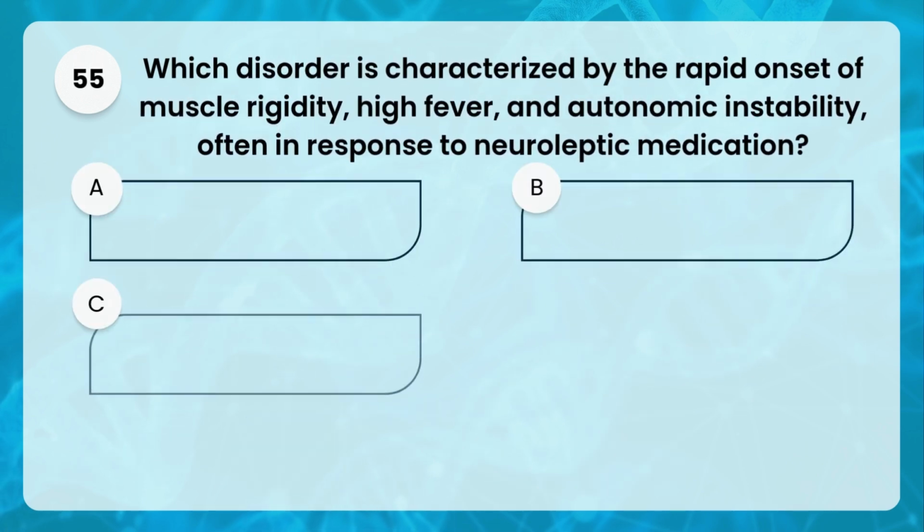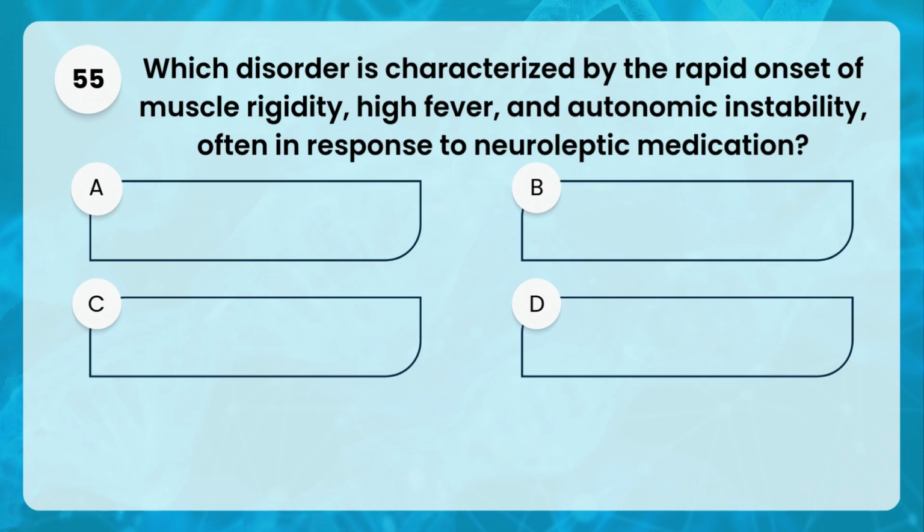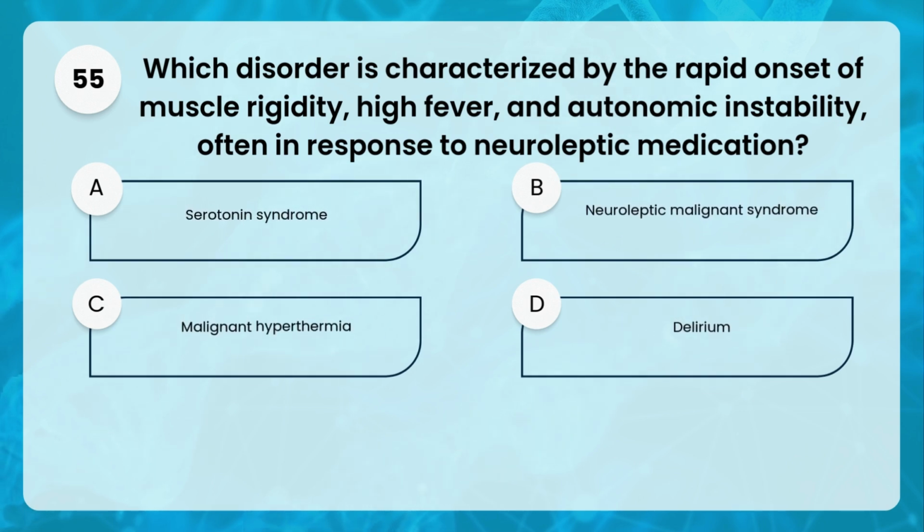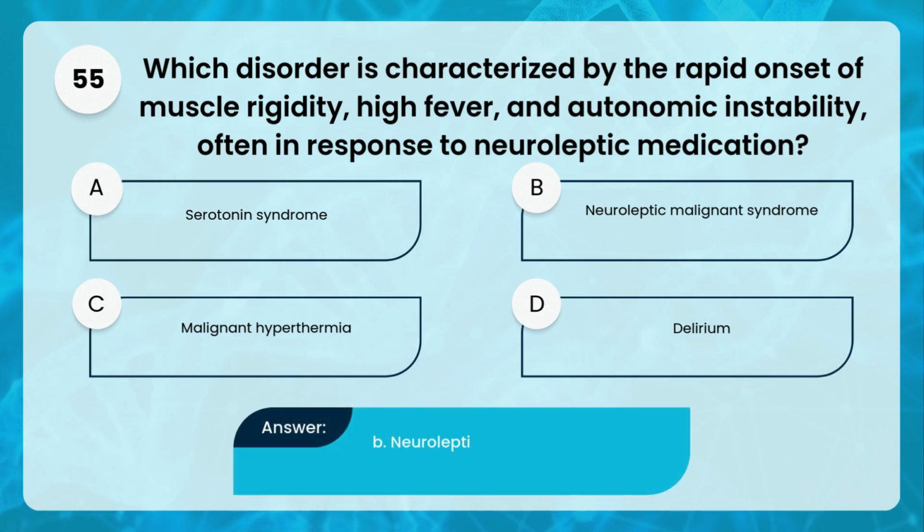Number 55. Which disorder is characterized by the rapid onset of muscle rigidity, high fever, and autonomic instability, often in response to a neuroleptic medication? A. Serotonin syndrome. B. Neuroleptic malignant syndrome. C. Malignant hyperthermia. Or D. Delirium. The answer is B. Neuroleptic malignant syndrome.